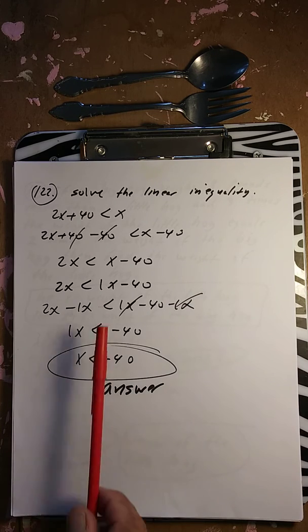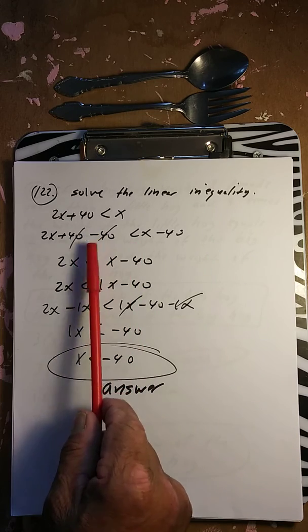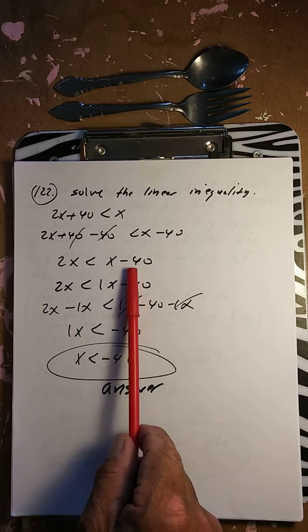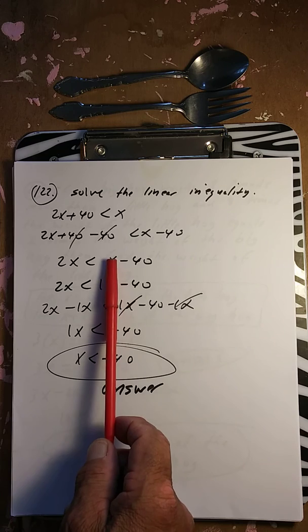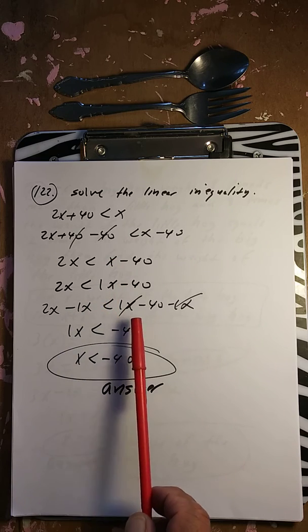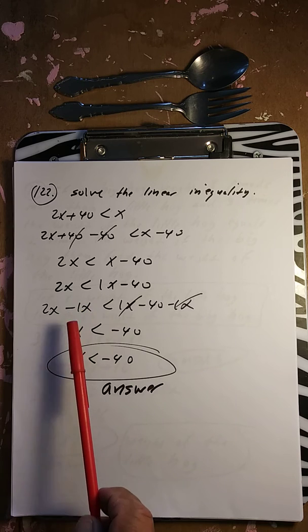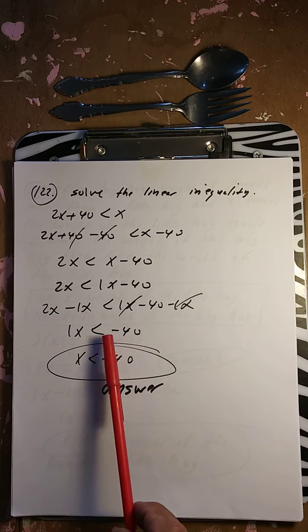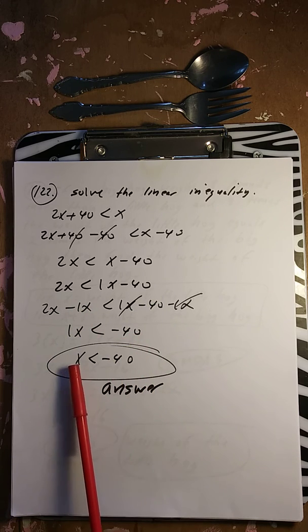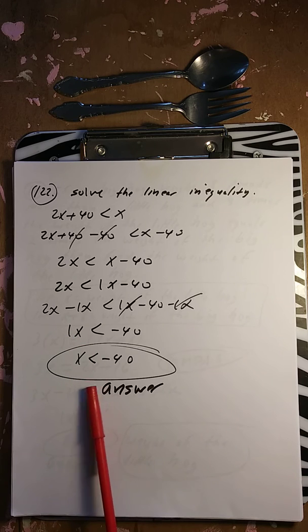First thing I'm going to do is subtract 40 from both sides. So these are gone. 2x is less than x minus 40. Now, rewrite this x as 1x. And now we're going to subtract 1x from both sides. So 2x minus 1x is 1x, and that's going to be less than negative 40. And 1x is just x. So x is less than negative 40.